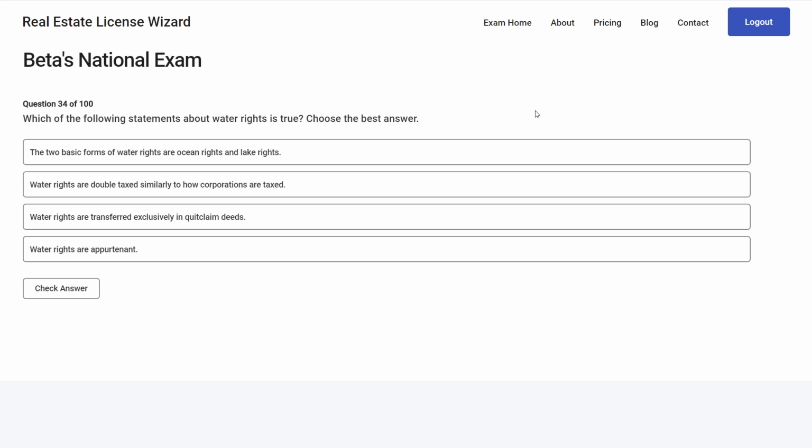Which of the following statements about water rights is true? Choose the best answer. The two basic forms of water rights are ocean rights and lake rights. Water rights are double taxed, similarly to how corporations are taxed. Water rights are transferred exclusively in quitclaim deeds. And water rights are appurtenant. Alrighty, so think that one over. Reread the answers if you need to.